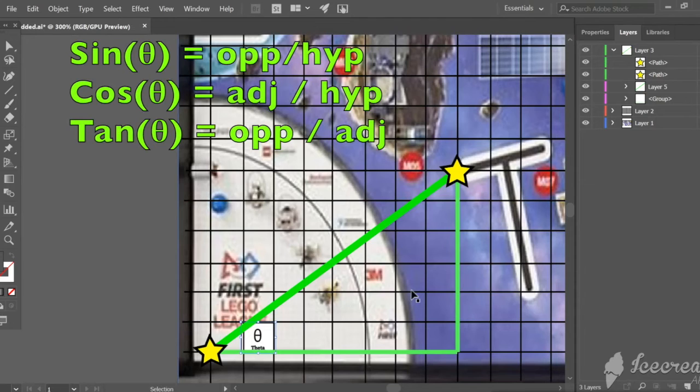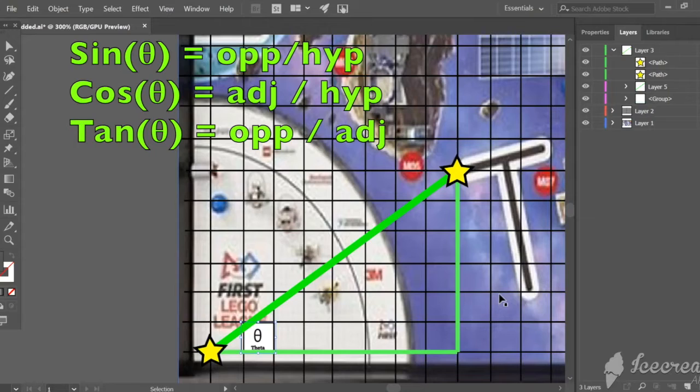So the sine of theta is the length of the opposite over the length of the hypotenuse. The cosine of theta is the adjacent over the hypotenuse, and the tangent is the opposite over the adjacent. And so these three terms are called the trigonometric ratios.